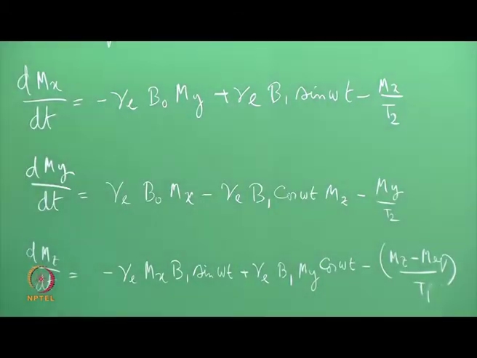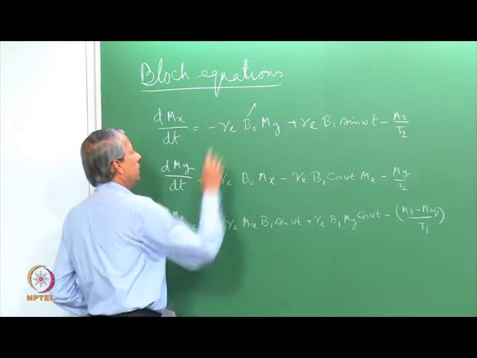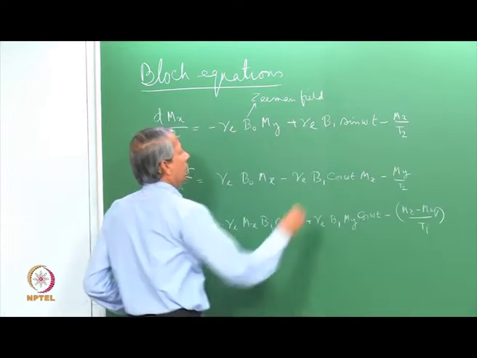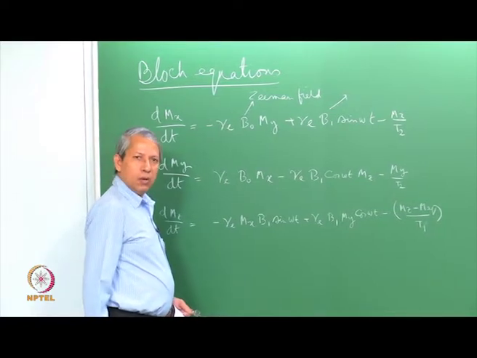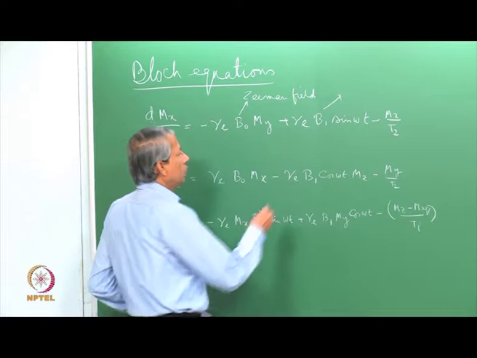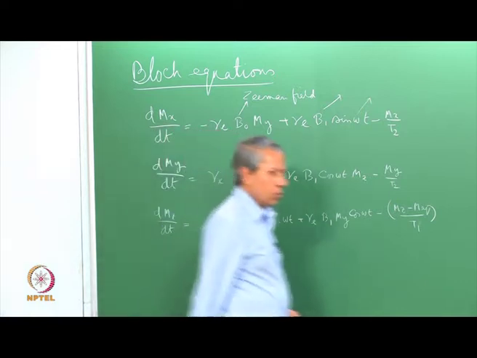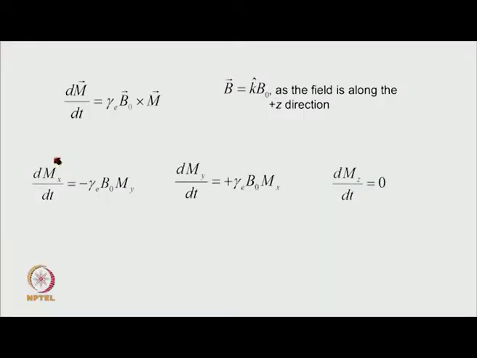Let us briefly recapitulate how we arrived at these three differential equations. Here this is the Zeeman magnetic field pointing along the z direction, and B1 is the amplitude of the oscillating magnetic field which is rotating in the xy plane with an angular velocity omega here. So, how did we arrive at this? We first have this time dependence of the magnetization in the magnetic field given by this equation.